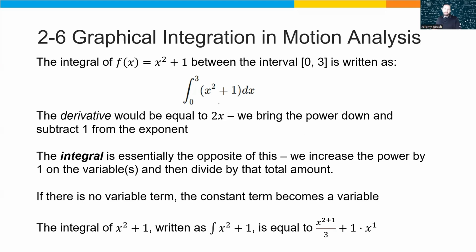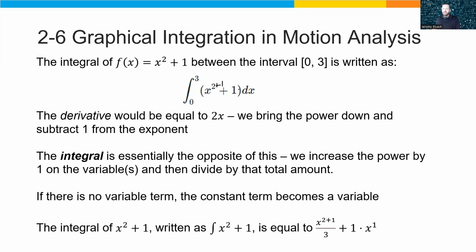If we wanted to find the derivative, again, quick review, we bring the power down and multiply it by the coefficient in front of the term. The integral is essentially the opposite of the derivative. So we increase the power. Instead of subtracting 1, we add 1, and then we divide by that total power. So in this one, we would have x to the power of 2 plus 1, which is x cubed, and divide all of that by 3.